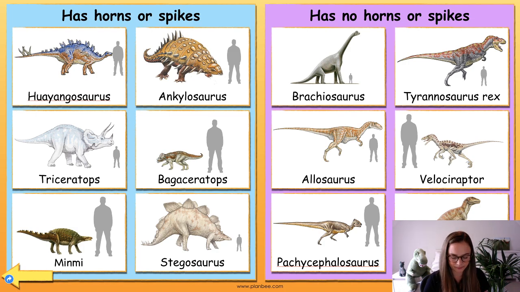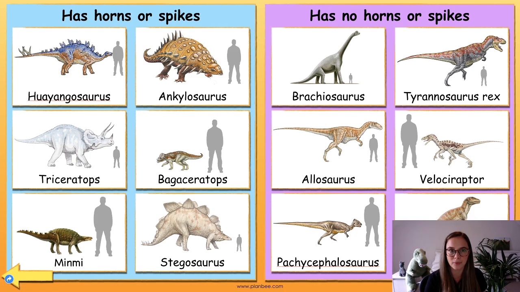So we've had, you can group them based on whether they walk on 2 legs or 4 legs. We've had whether they have horns or spikes or not. We've had size. Is there anything else we could group them in? What did we talk about at the beginning of the session? We talked about what they eat. How could we group them? Well done, Albert. He says how big they are compared to a person. So we could group them as to whether they are a herbivore or a carnivore. Remember, we said that a carnivore is a dinosaur that eats meat, and a herbivore is a dinosaur that eats plants.